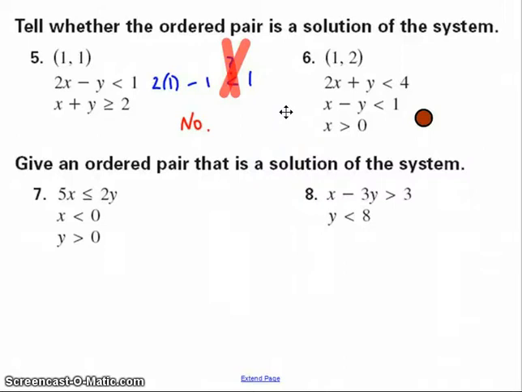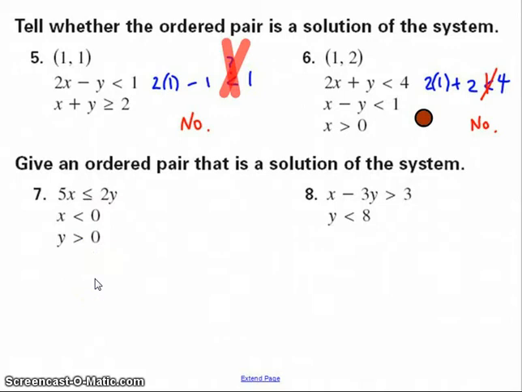Okay, I'm going to assume you did that, and that you found the answer is no once again. It proved not to work for, once again, that very first inequality there. Now, for 7 down here, I would ask you to give me an ordered pair that's a solution of this system. So let me show you how you would do it.